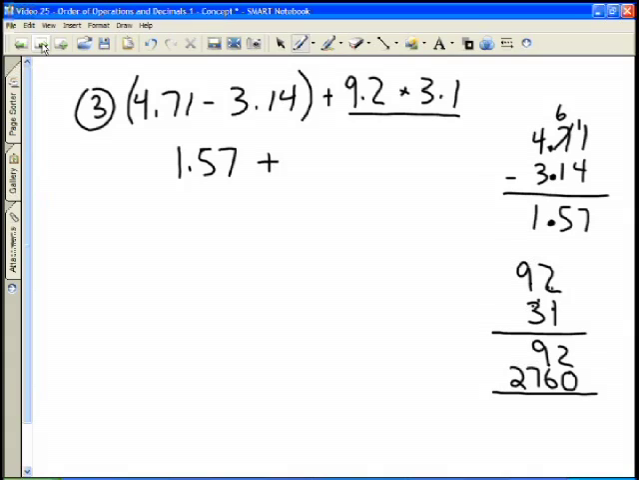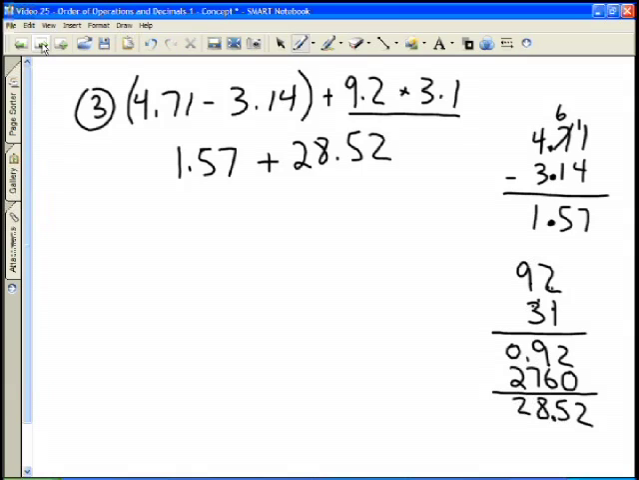3 times 2 is 6, and 3 times 9 is 27. And so now we add. 2. 9 plus 6 is 15. Carry the 1. 7 plus 1 is 8. And 2 plus 0, if we wanted to write it there, is 0. And there was 2 decimals in my question, so there's 2 decimals in my answer, and this is then going to be 28.52.